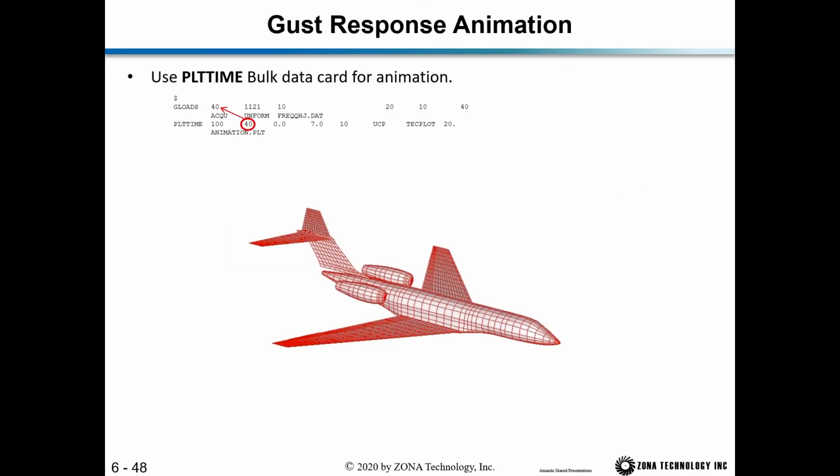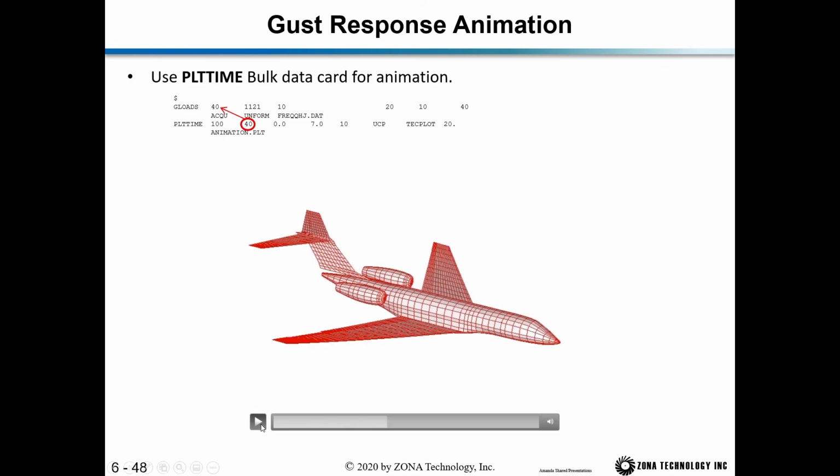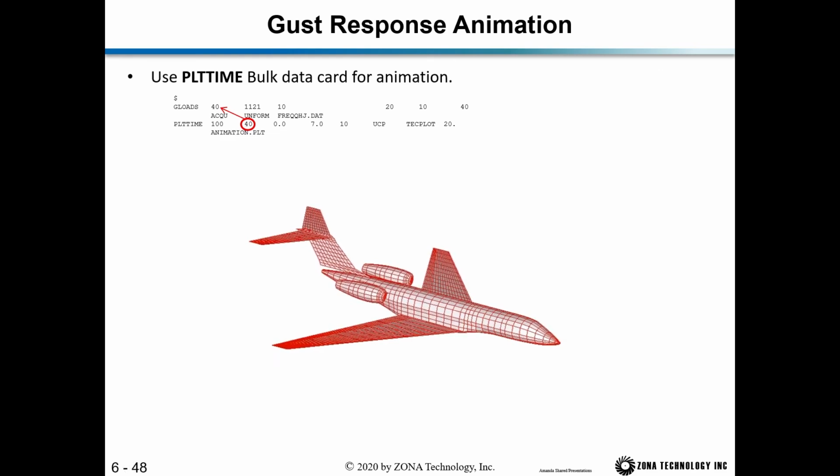Here's a gust response animation using the plot time bulk data card. So we have our plot time card refers to the Gloads card. So we're going to animate that here.